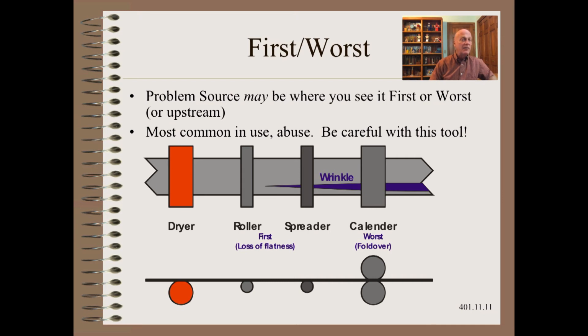So the safe way to state and apply this tool is that the source of the problem may be where you see it first or where you see it worst. And then again, it may not. In other words, this is a very weak indicator or clue, not necessarily a tool that can be trusted on its own.